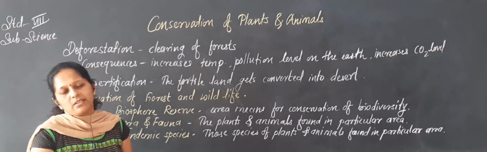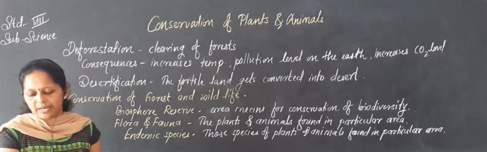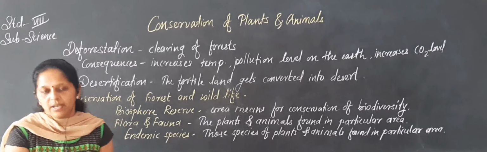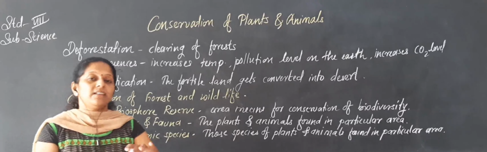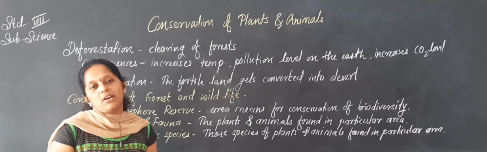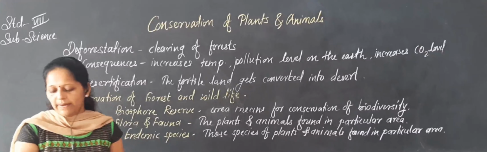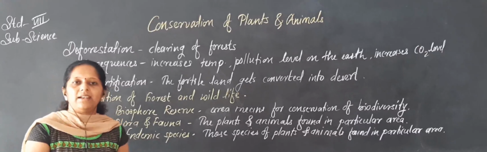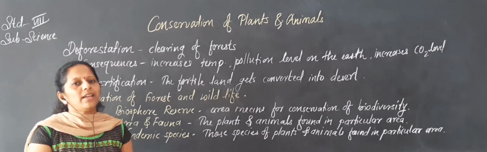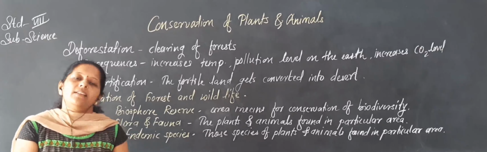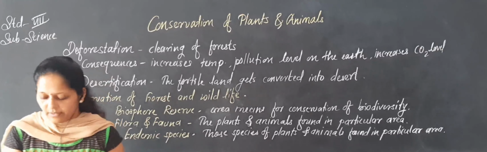So pollution is increasing, carbon dioxide content is increasing, and temperature is also increasing. Because if trees and forests are there, they maintain the temperature level on the earth. If we cut them, it will increase. It increases the level of carbon dioxide in the atmosphere, because carbon dioxide is necessary for plants for the creation of food. If plants are not there, the percentage of carbon dioxide goes on increasing on the earth.